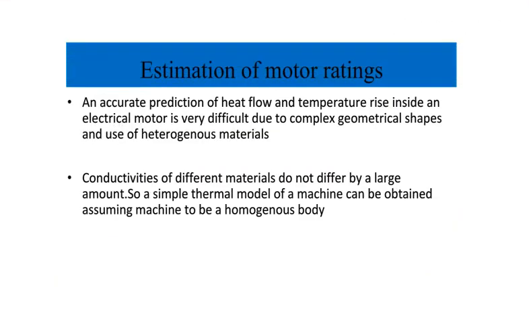In the last lecture class, we discussed different issues in estimation of motor power rating. One of the issues I discussed earlier is that accurate prediction of heat flow is almost impossible, because heat dissipated through different parts of the machine is not constant because of the complex geometrical shapes and the use of heterogeneous materials. What is the solution of this problem? We know that conductivities of different materials do not differ by a large amount. So we can assume that the complete machine is a homogeneous body. Based on that, we will derive our expressions.